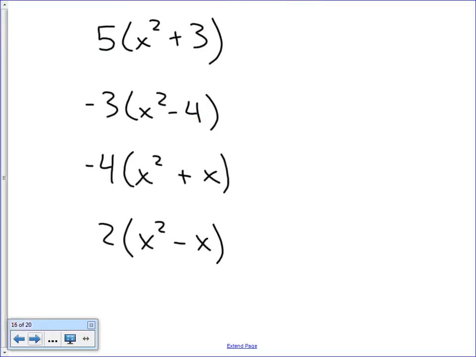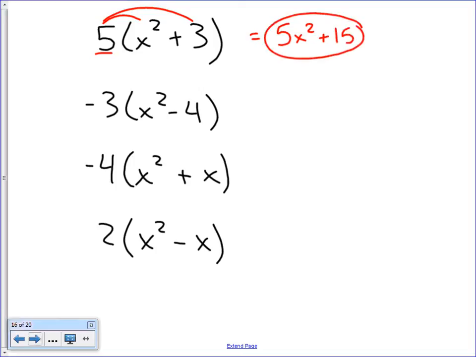So here are some problems that look a little different. They have an x squared in them. Some may have an x squared and an x in them. Still works the same way. So the number in front, we are going to distribute through. So 5 times an x squared will give me 5x squared. And 5 times 3 will give me 15. So whether it be an x squared or an x, still kind of works the same way, just put together the number and that variable.